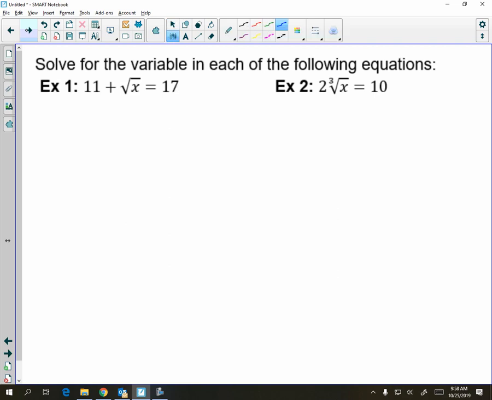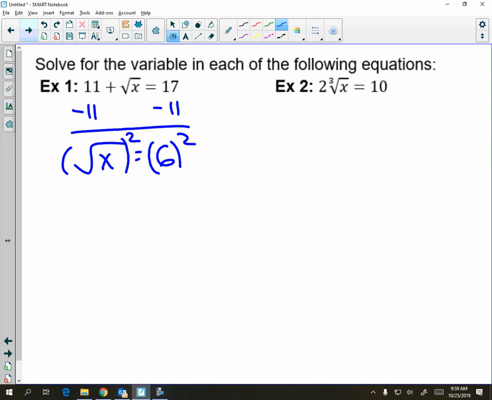We want to get the square root of x by itself. So you're going to bring over the 11, and you're going to get the square root of x is equal to 6. You're going to square both sides to undo the radical, and you're going to get that x is equal to 6 squared, which is 36.